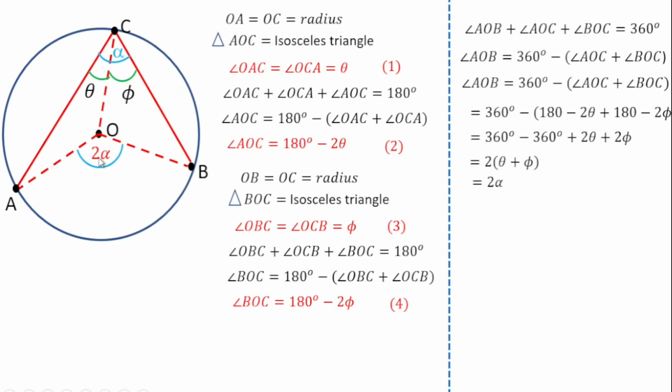In other words, an inscribed triangle in a circle subtends an arc of length twice the angle subtended by the triangle at point C. So this is a general rule that an inscribed triangle subtends an arc of length twice the angle subtended at point C.